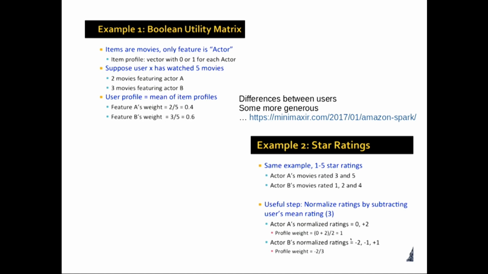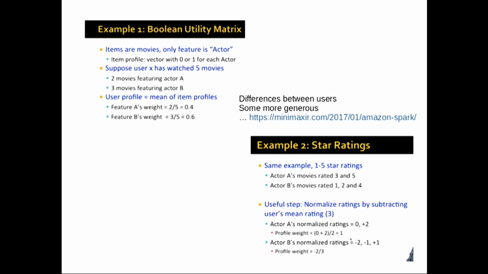and since 3 is the average, 3 minus 3 is 0, 5 minus 3 is 2, over the 2 movies, and you get 1, okay? Here you have 3 minus 1 is minus 2, 3 minus 2 is minus 1, and 4 minus 3 is 1, okay? So I remind you that 3 is the average, because we have ratings between 1 and 5. 3 is the middle, okay?